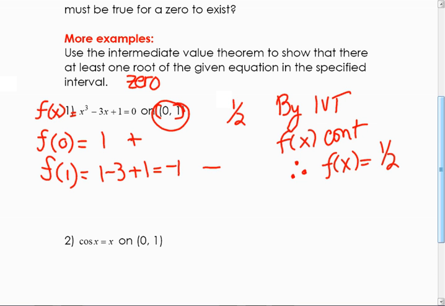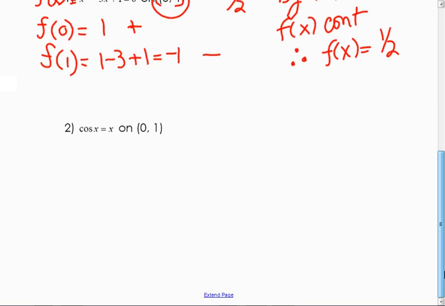Yes. They'll say, show that it's equal to a half. And then you would evaluate f of 0 and f of 1 and say by the intermediate value theorem. You don't even have to state the theorem. You just say using that. The next problem has an issue because it's 2 functions.